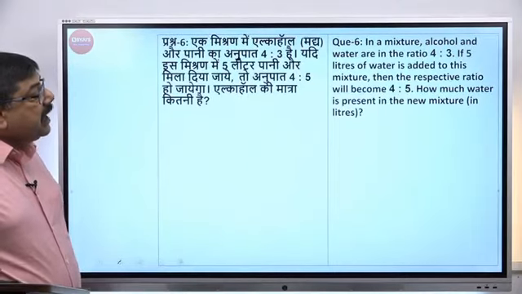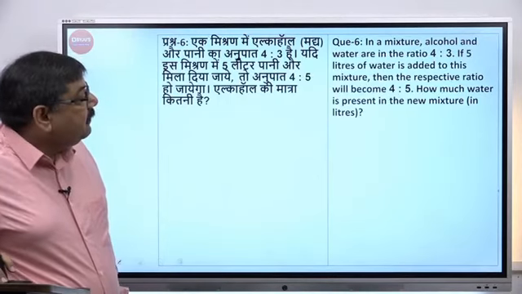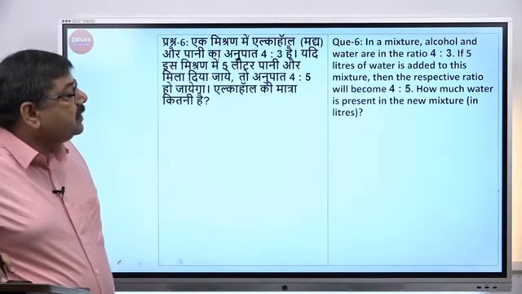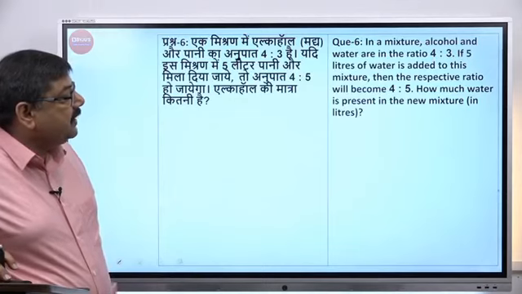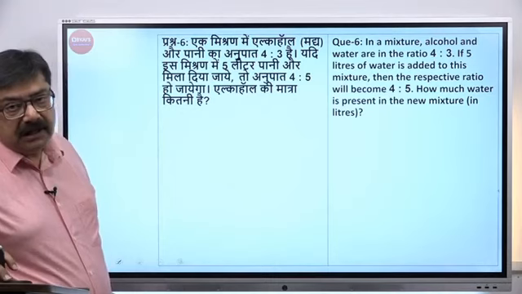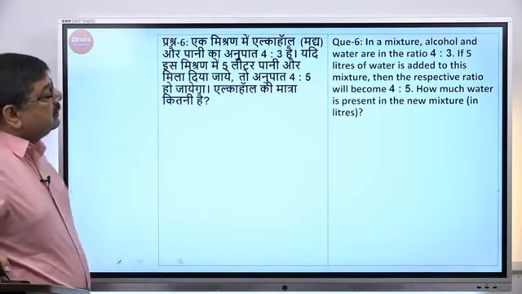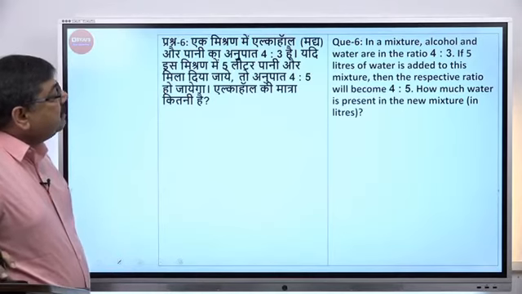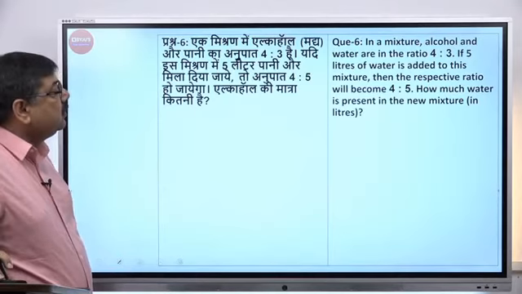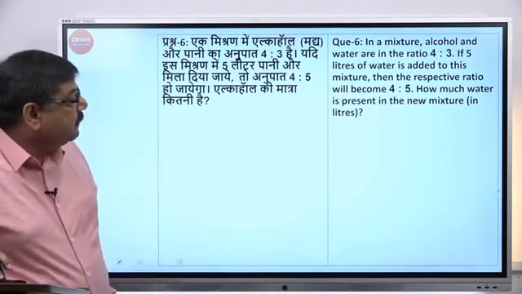In a mixture, alcohol and water are in the ratio 4:3. If 5 liters of water is added to this mixture, then the respective ratio will become 4:5. How much water is present in the new mixture in liters? एक मिश्रण में अल्कोहल, मद्य और पानी का अनुपात 4:3 है. यदि इस मिश्रण में 5 लीटर पानी और मिला दिया जाए तो अनुपात 4:5 हो जाएगा. अल्कोहल की मात्रा कितनी है?